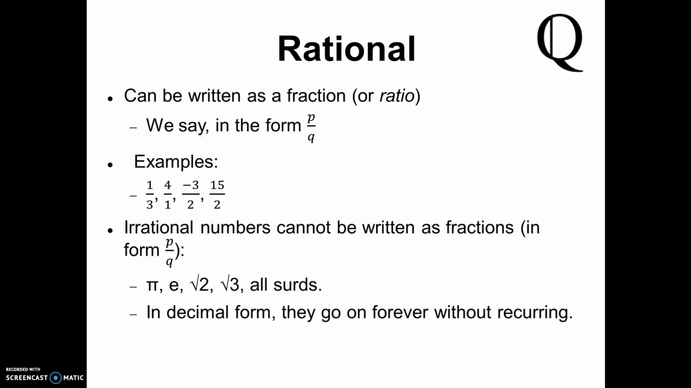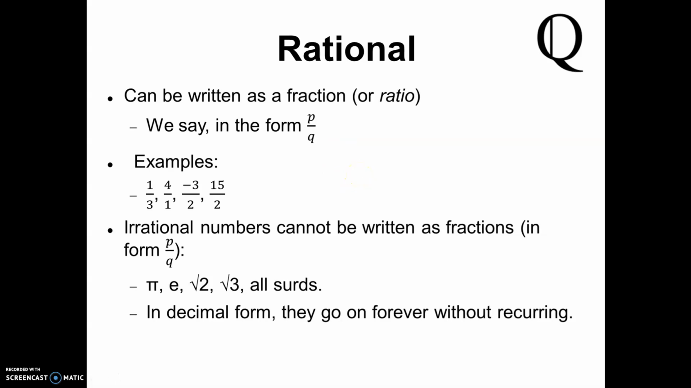-3 over 2, that's a rational number that wouldn't have been included in the set of integers because it's -1.5. So it's not a whole number. 15 over 2 or 7.5, that's a rational number. You can write it as a fraction, but it wouldn't have been included in natural numbers because it's not a whole number. The symbol for rational numbers is the letter Q. And we usually put a vertical line just on the left-hand side of the letter.